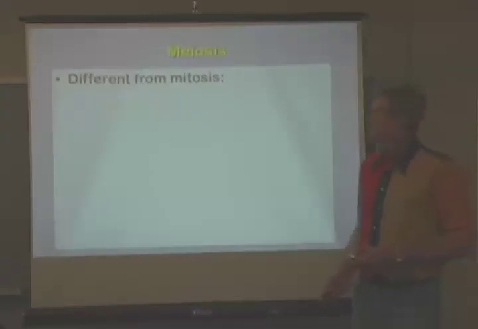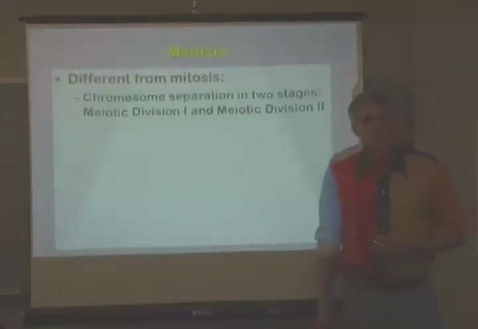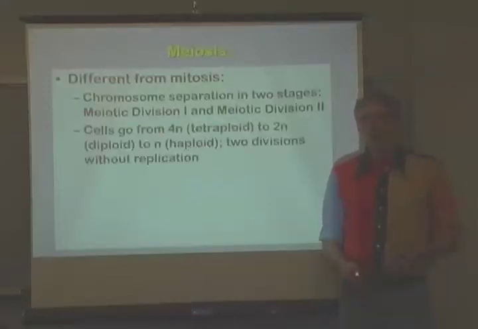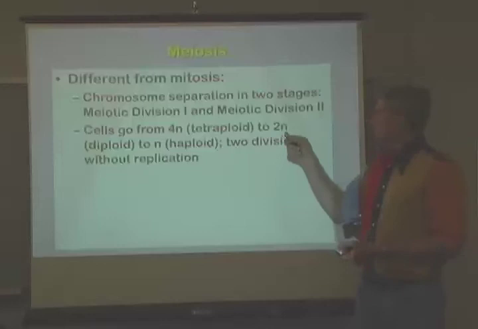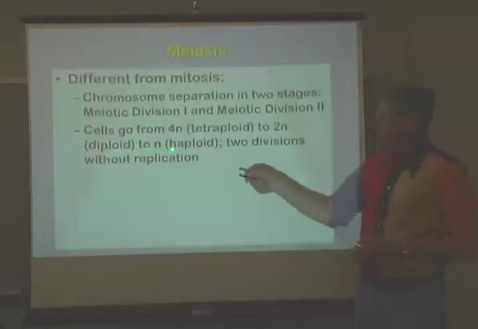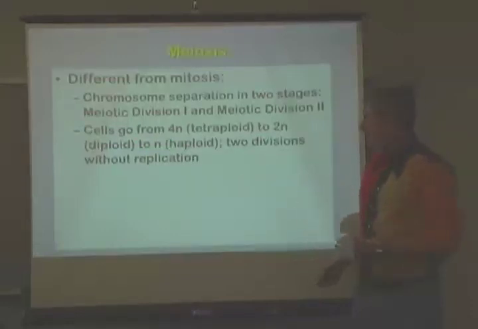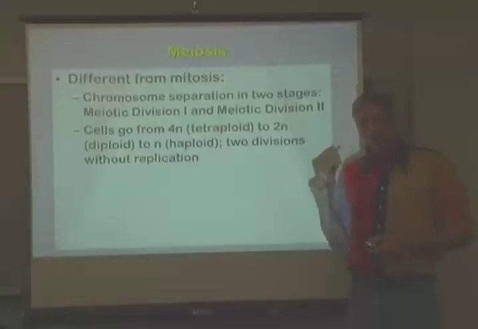All right. Meiosis is different from mitosis. Chromosome separation occurs in two stages, meiotic division 1 and division 2. Cells go from having replicated their DNA, 4N, to diploid, 2N, to then N, haploid. So there's two divisions instead of one, and they don't replicate in between those, okay? Two divisions.